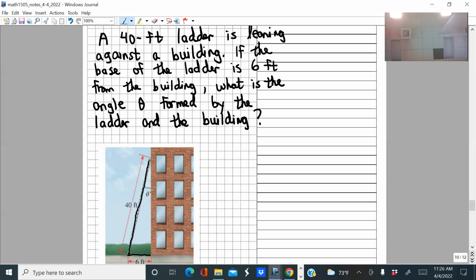So can y'all solve that one? You're going to set up an equation, and you'll need your calculator.